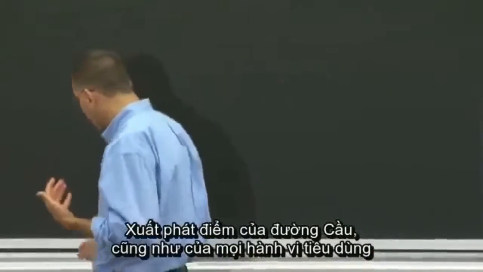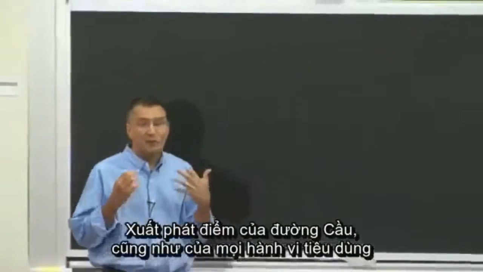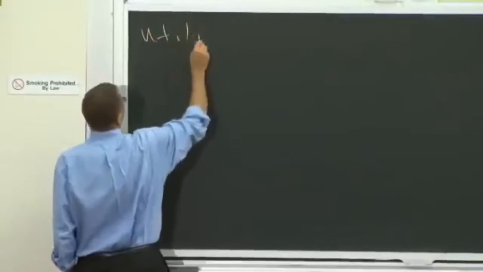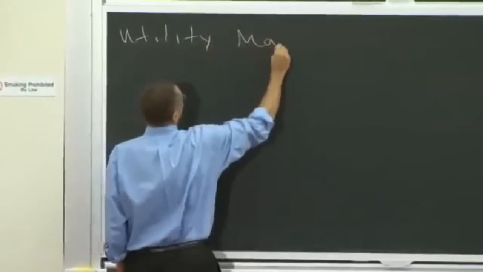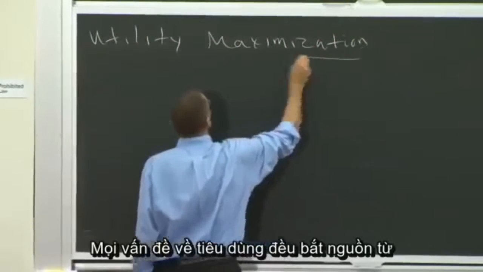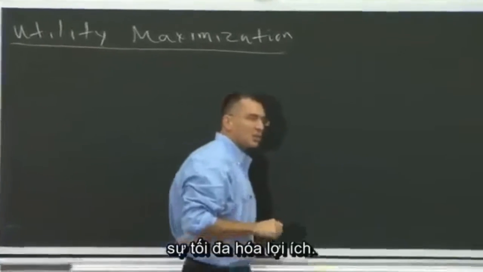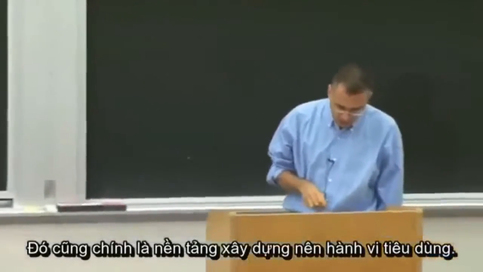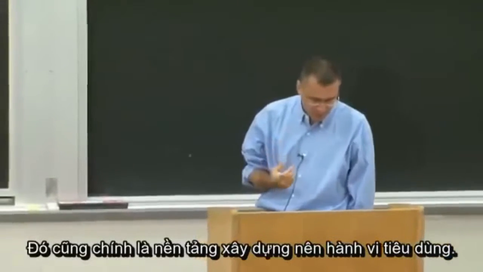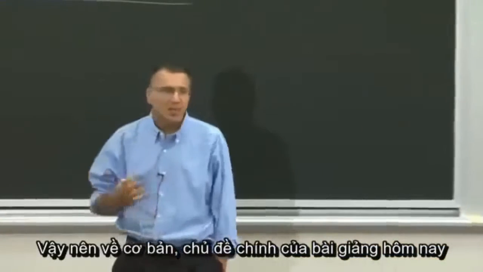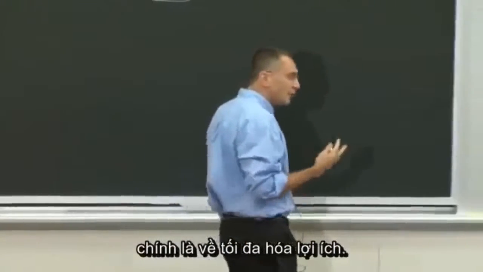And where it comes from, and where all consumer behavior comes from in economics, is from utility maximization. That's where everything with consumers starts: utility maximization. That's the basic building block of consumer behavior. Okay? And that's what this lecture will be about, describing it.